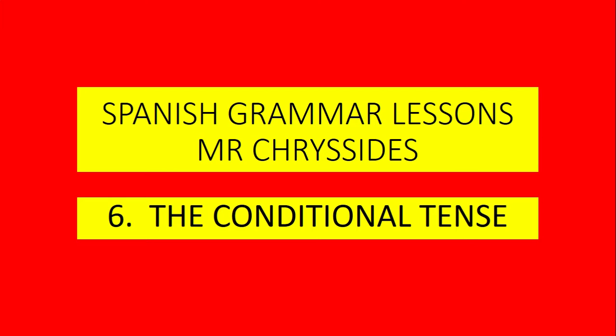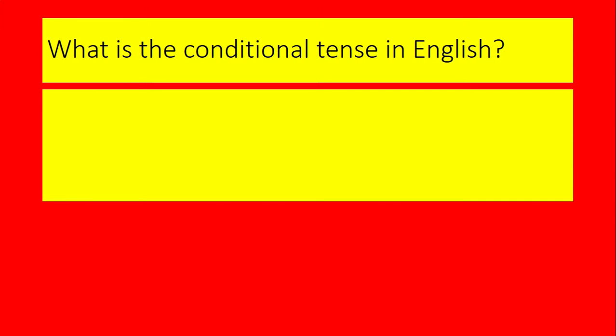If you've watched lesson 5 on the future tense, then the conditional tense is really easy indeed. Same rules, but just different endings. So first of all, as ever, if you're learning a tense in a foreign language, you need to understand what this tense is in English, because most English people haven't got a clue what the conditional tense is, yet we use it all the time.